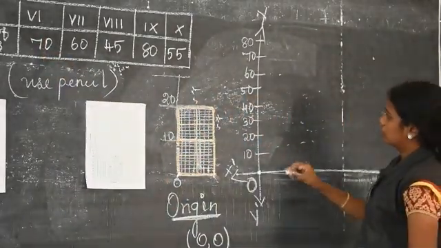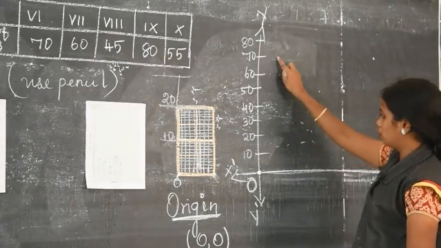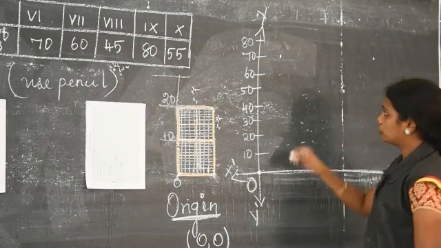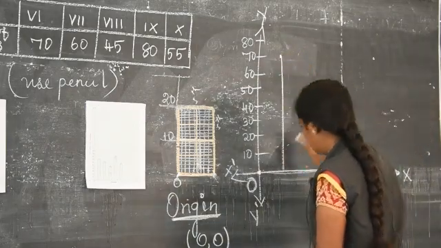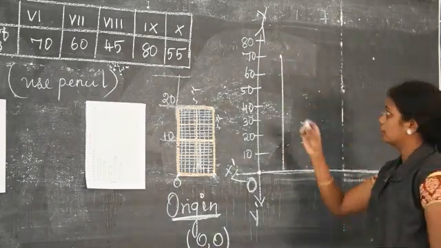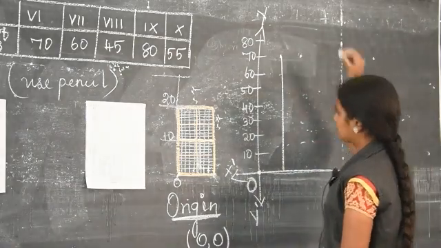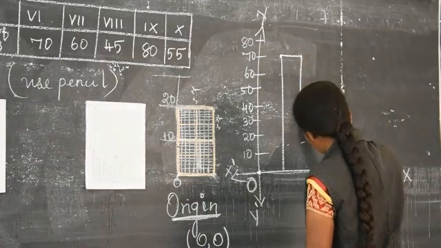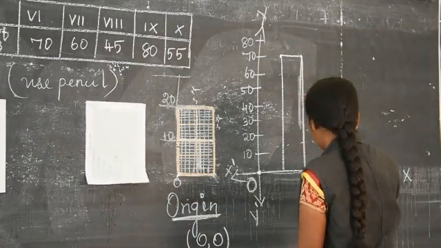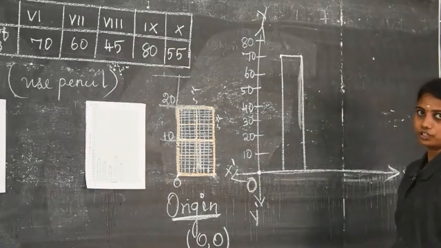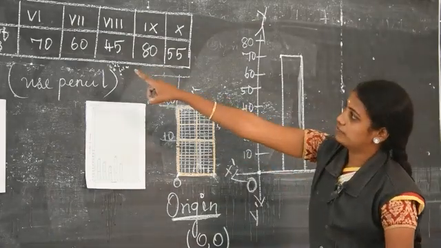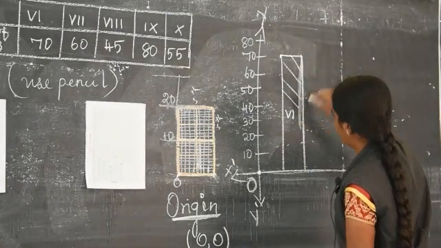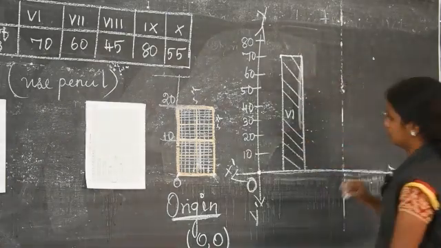Okay, class 6 is 70. So, where is the 70? Here. Okay, leave one box. One box should be left. There you keep the dot and draw the line on the dark line only. Next other box will be there. Keep the dot like this. Join it. Go down. Okay, we have drawn. Next write which class it is? 6th. Then shade it. You can shade or you can put lines like this.